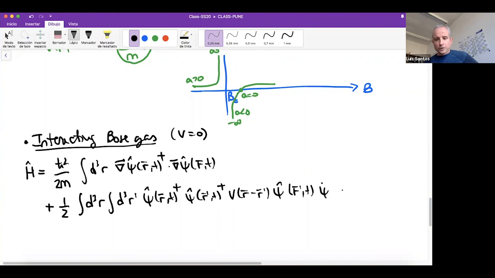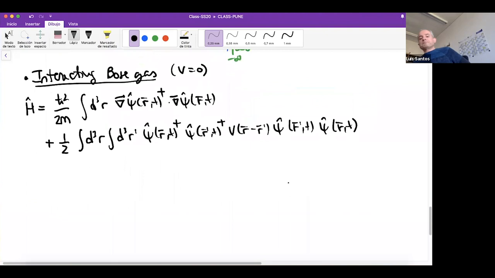Okay, so this is the Hamiltonian with a binary collision here in second quantization, using the bosonic field operator. The field operators follow the commutation rules of bosonic operators. But now this potential here is the interaction potential, which I can substitute by a delta function and a prefactor. So this means that now I can write this Hamiltonian, and the kinetic energy remains the same.